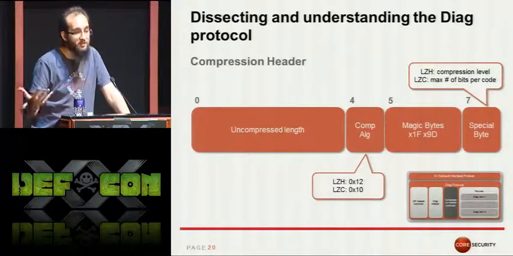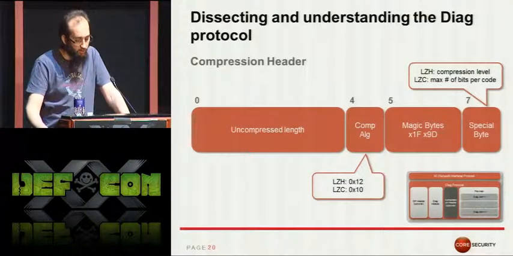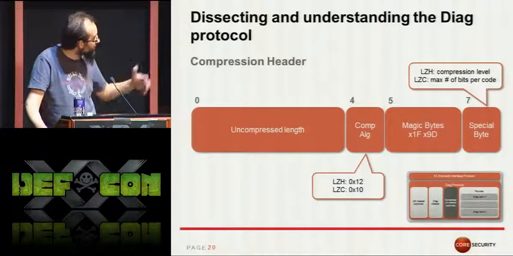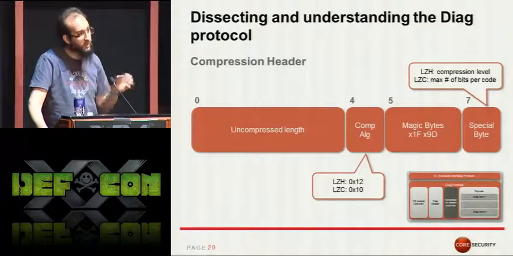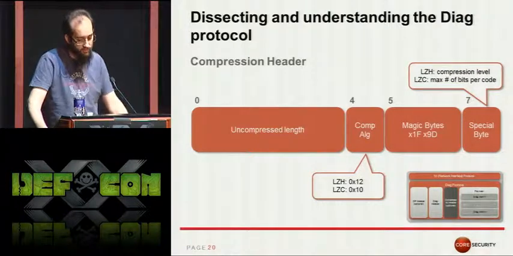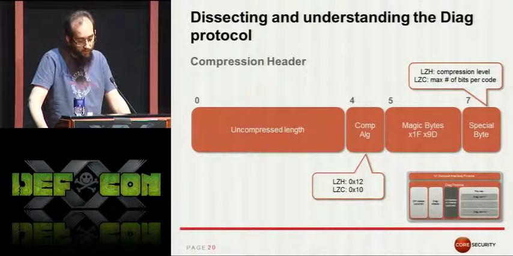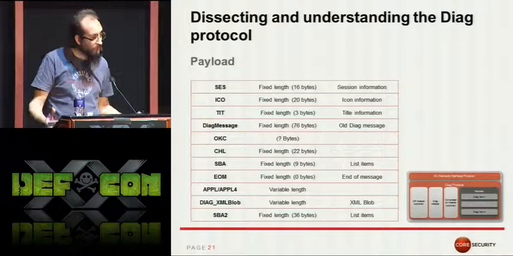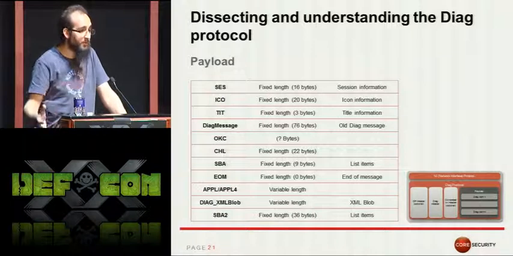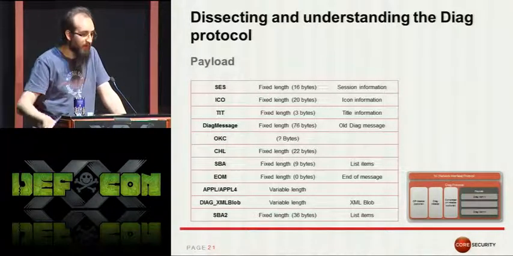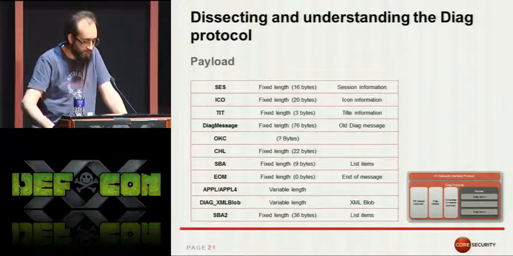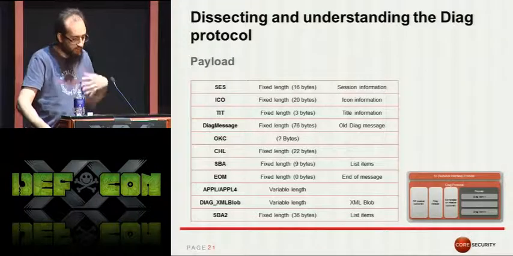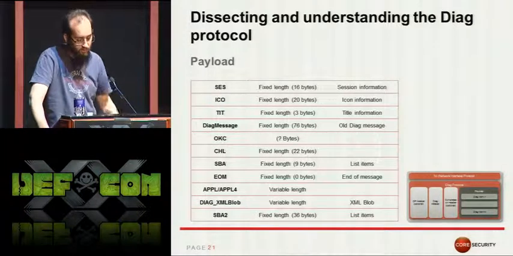So when the payload is compressed, there's a compression header with four fields. It's also an 8-byte length header. The first one is the uncompressed length of the payload, then an identifier of which algorithm is being used, a magic byte, which are constants, and a special field, which depends on which protocol is being used. The payload itself, which is the most important part of every packet, is composed of a variable number of items. During my tests, I identified these 11 different items. Some of them carry information about the screen, about the connection, XML streams, etc.